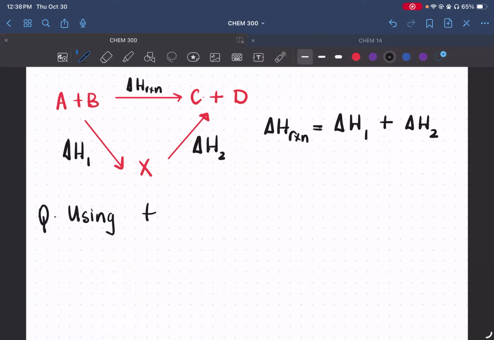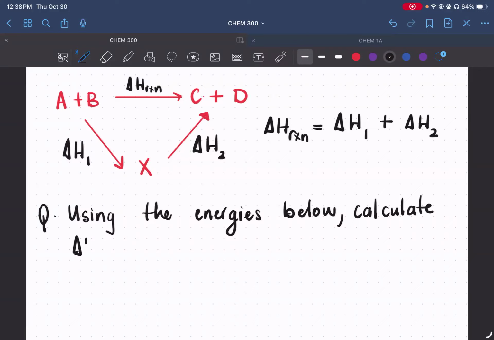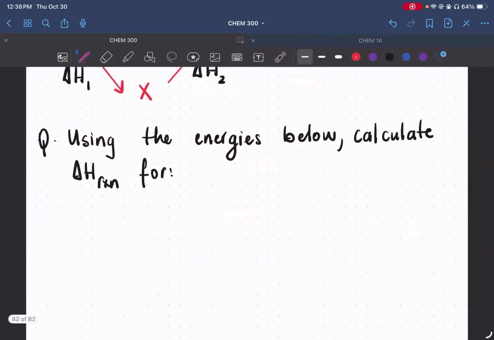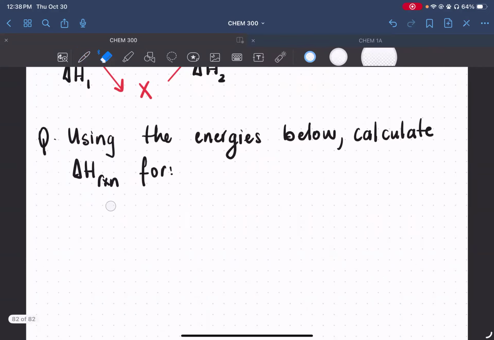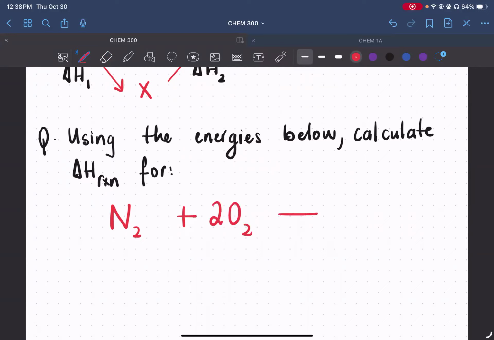The question says, using the energies below, calculate the delta H of reaction for the following equation. I'm going to put it in a different color to make it clear that this is our overall equation that we're trying to find. It is the reaction between nitrogen and oxygen to form nitrogen dioxide.